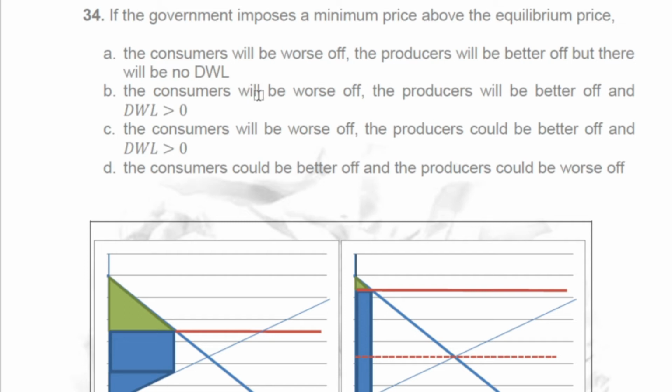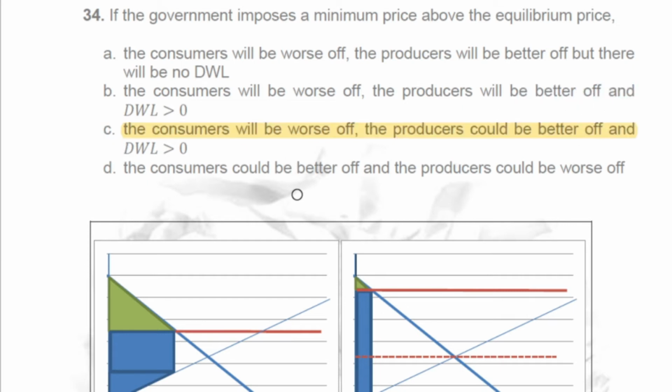The producers will be better off? No. The consumers will be worse off. You see, the producers could be better off. Yes, it could be better off and worse off. And there is a deadweight loss that will be lost, of course. This is true. The consumers could be better off? No, the consumers are worse off for sure. So clearly, I think the correct one is C.